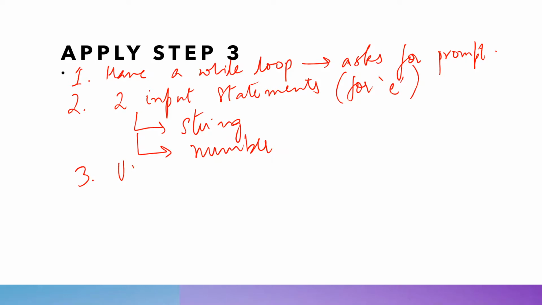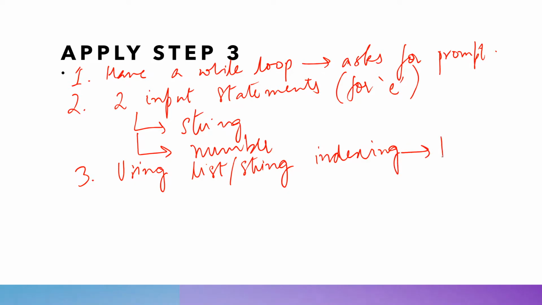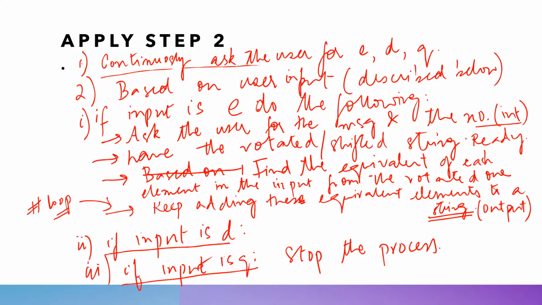So maybe using list indexing or slicing, because, just imagine, string indexing rather. It's working with strings here, as I can tell; the user is going to enter a string. Using string indexing or some way, have the rotated or shifted string ready. So maybe I can use indexing or some way of shifting using that number. Okay, let's go back. So I have that ready already.